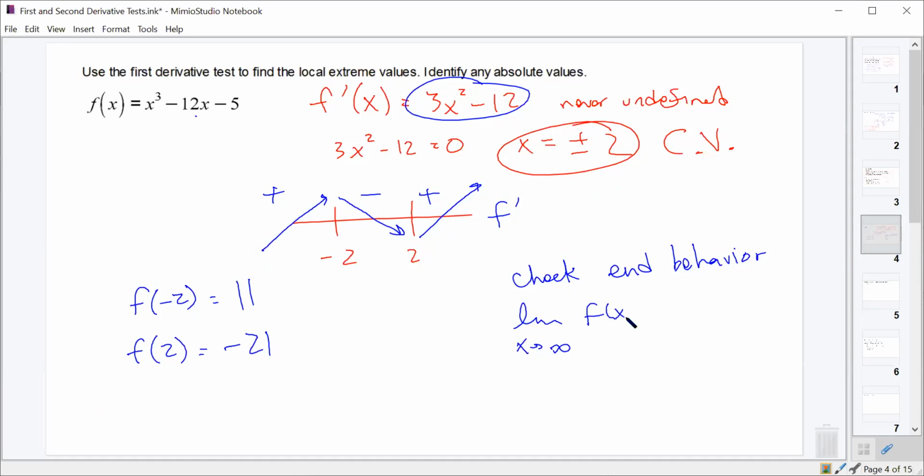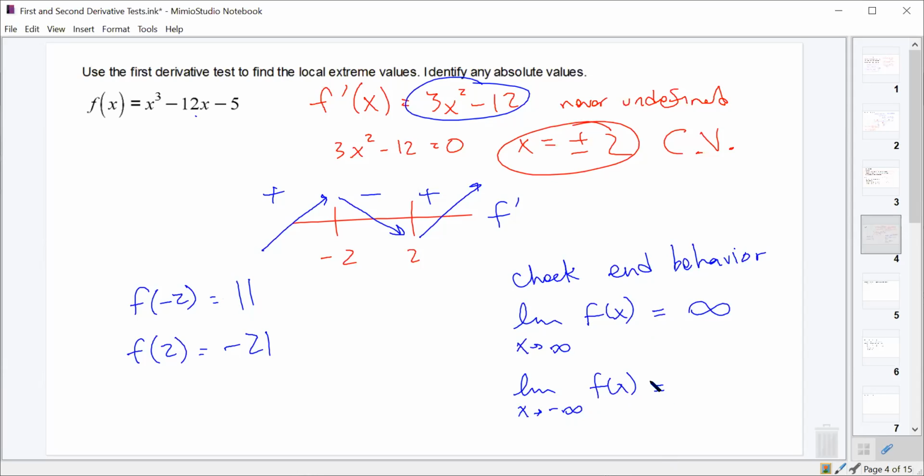of our function, and the limit as x approaches negative infinity of our function. So what's the limit as x goes to infinity of f of x? Positive infinity, exactly. So this is increasing without bound. It's definitely going to go above 11. So this is not an absolute max, it's just a local max.